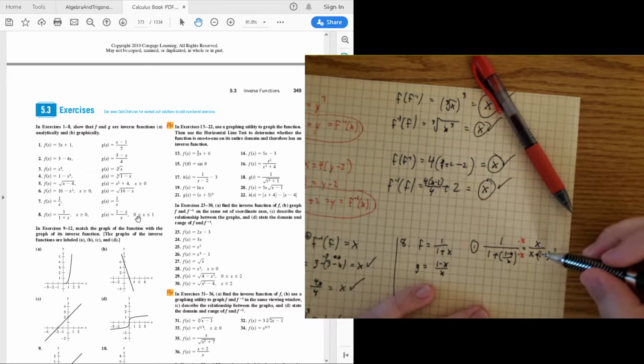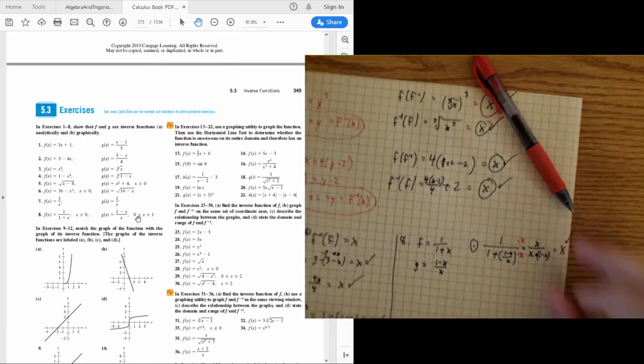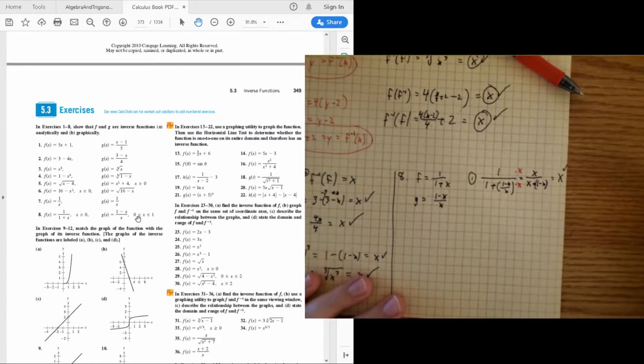Now, the 1 minus x and the plus aren't going to do anything, so they're going to drop. 1 plus x minus x, the x and the negative x are going to cancel, leaving x over 1, or just x by itself. Oh my gosh, look at that. With some trickery, we make this thing work.